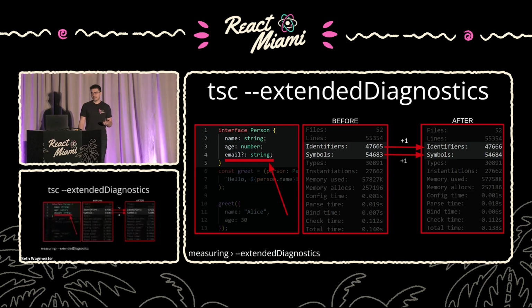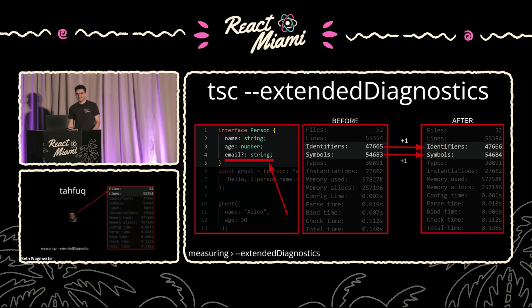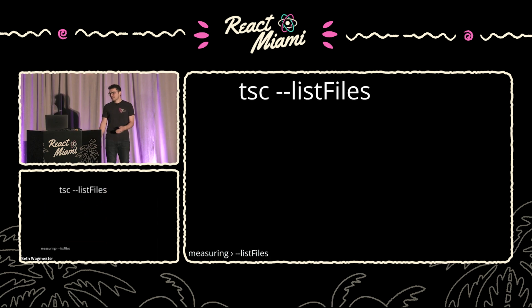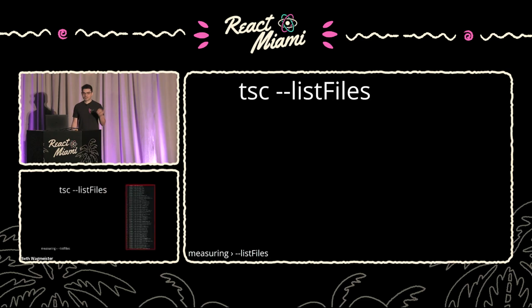But did you notice that weirdly large number? This was a small file. Why are there thousands and thousands of types? And also, did you notice that it says 52 files and 55,000 lines of code? I thought there was just one file. So you dig in, and there's also this list files flag that will show you all the files that were included in the compilation. So here's the full list.